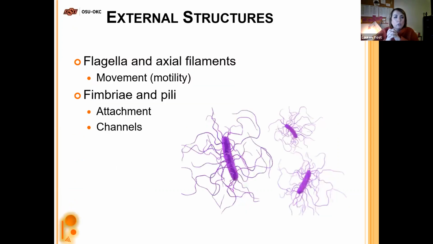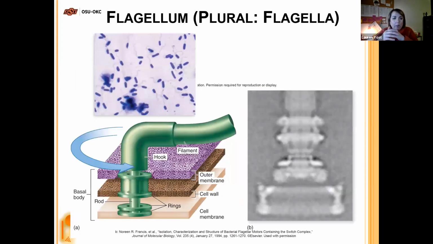Okay, external structures. We're talking about the flagella and the axial filaments. So those are for movement, okay? We also talked about the fimbriae and the pili, that's for adhesion. And the channels, like we said, transferring the sex pili. So this is the flagella. This is electron microscopy of the flagellum and what it looks like, that motor or whatever.